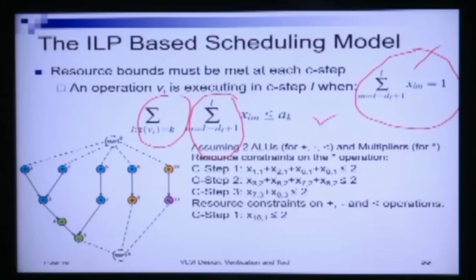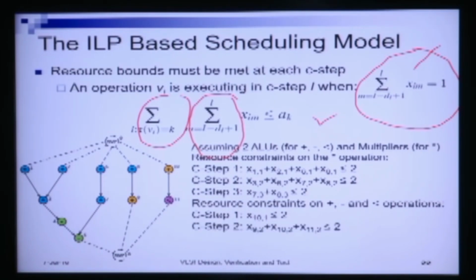Now, we come to the resource constraint on the addition, subtraction and comparison operations that has to be performed using the ALU, the 2 ALUs that we have. So, what do we have? We have a single operation, the 10th operation, that can possibly be scheduled in time step 1 using the ALU resource, and therefore, we have the constraint as x101 less than equals to 2.